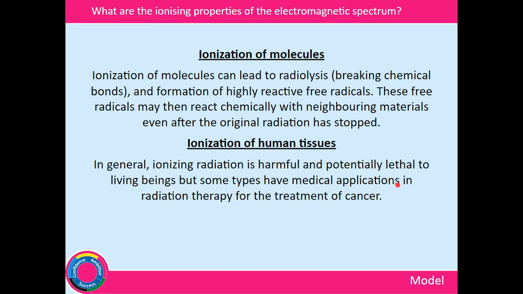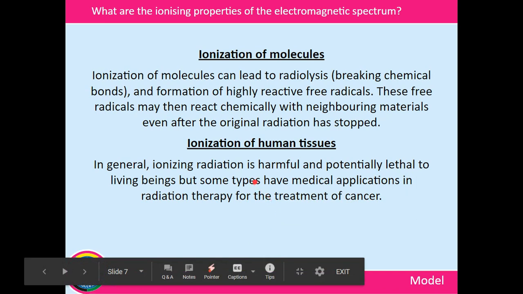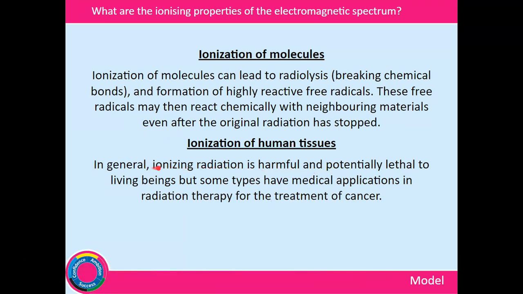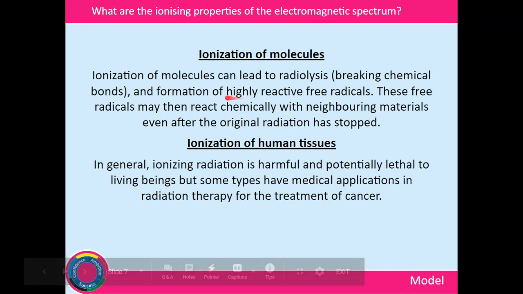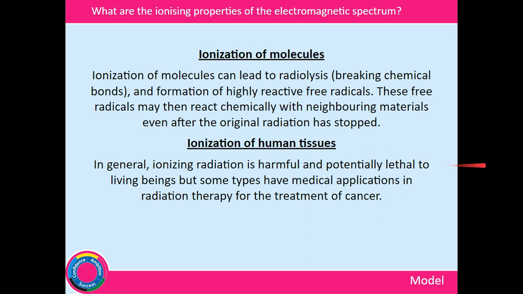In the next lesson, you will be looking at medical applications and other applications and uses of ionizing radiation and other parts of the electromagnetic spectrum. The thing you need to be aware of is that ionizing radiation is harmful to living things. We've just said that you get these free radicals. Here it says ionized molecules can lead to breaking chemical bonds and forming highly reactive free radicals. These free radicals may then react chemically with neighboring materials, even after the original radiation has stopped. And this is what causes harm, these free radicals.